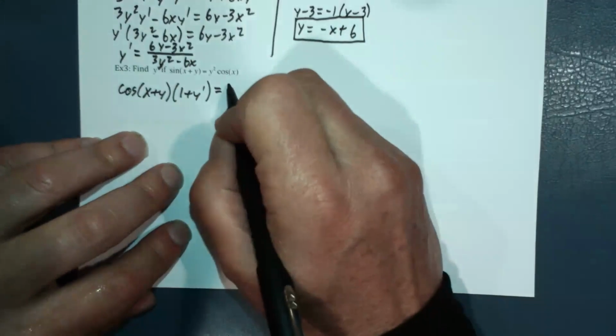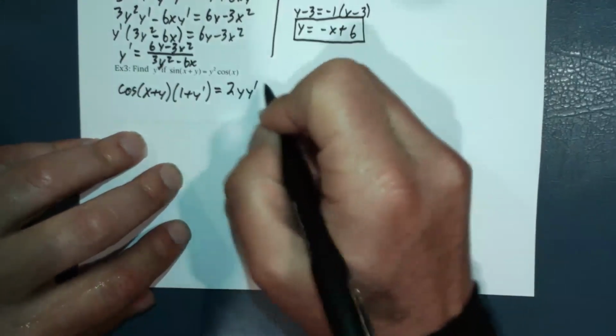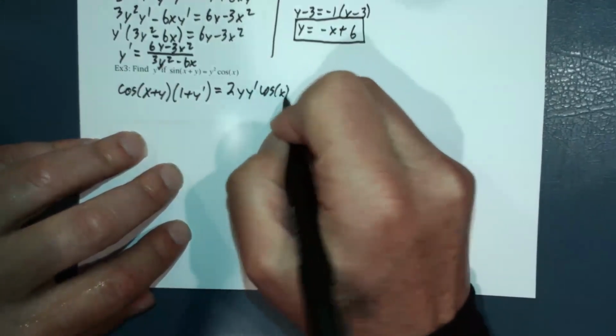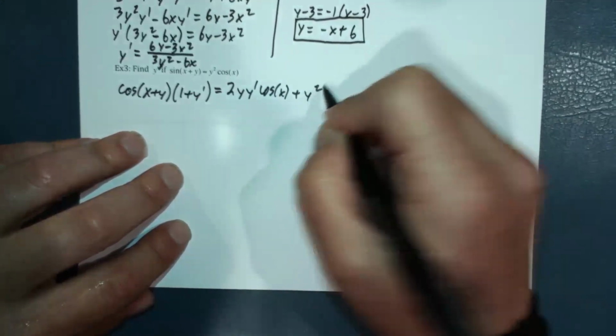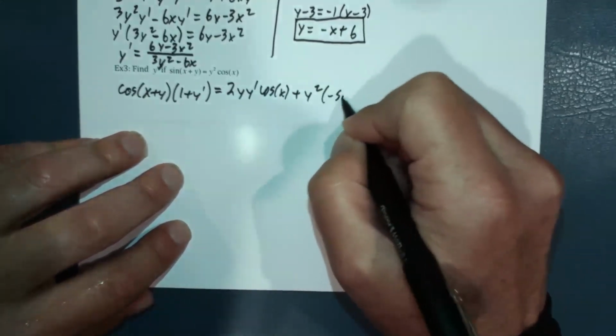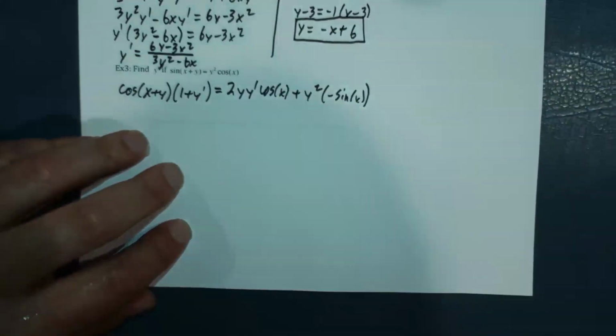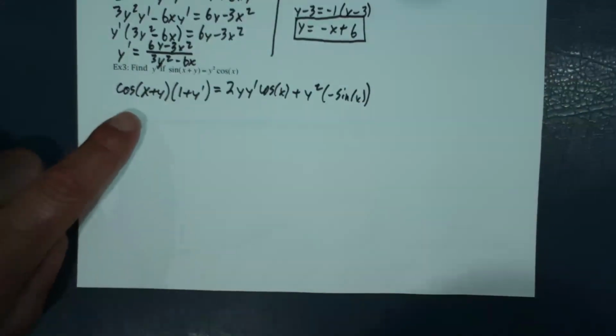Now the right side is going to be the product rule. 2y y prime cosine x plus y squared negative sine x. Okay, I'm going to distribute here.